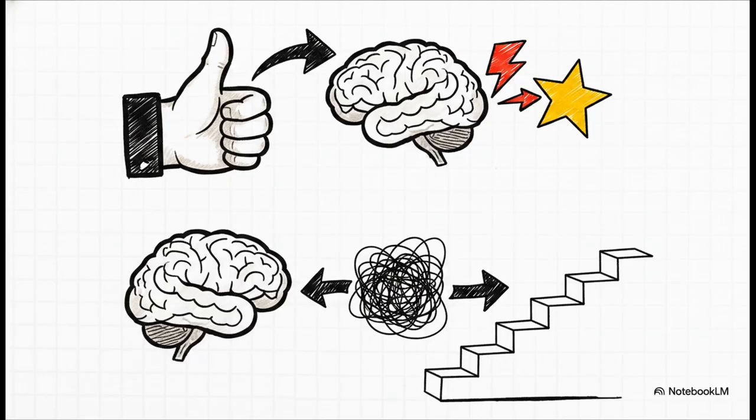Second is COT, or chain of thought reasoning. This teaches the AI to literally pause and think logically, forcing it to break down complex math or logic puzzles step by step before rushing to spit out an answer.